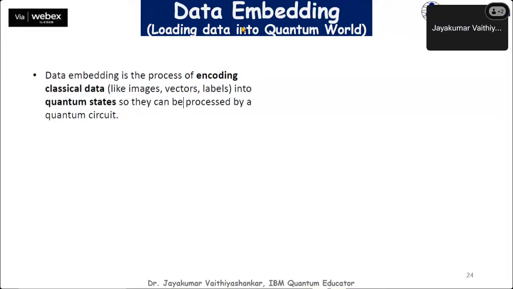So the first step after creating your quantum circuit is that we need to embed our data. Embedding data is like loading data into the quantum circuit, right? So how can we embed data? It is like classical embedding: images, vectors, labels, we can give these to your quantum states.